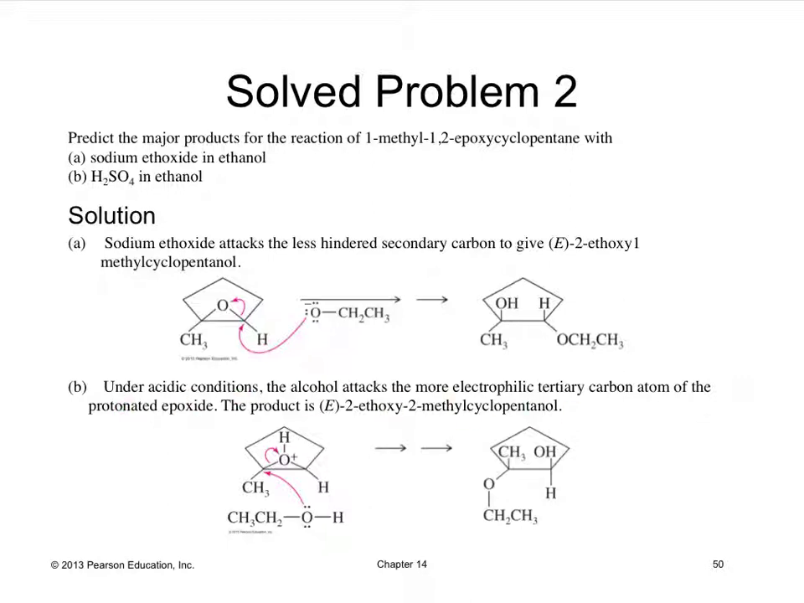Under acidic conditions, the alcohol attacks the more electrophilic tertiary carbon of the protonated epoxide. Once it protonates, this builds up a positive charge, so I'm going to show partial positive charge over here. As a result, your ethanol will attack that positive charge and open, so you generate the 2-ethoxy-2-methylcyclopentanol.